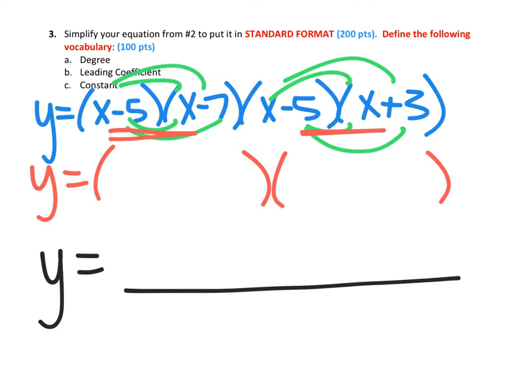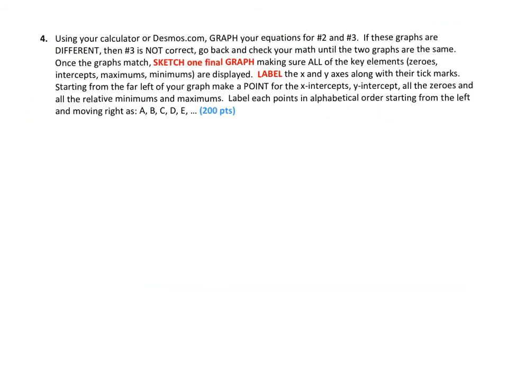After you have that, do not forget to do your vocabulary. Please state for me what is the degree, the leading coefficient, and the constant of your final polynomial, which is in standard format. If you don't remember, go back to your notes to get what that vocab is.